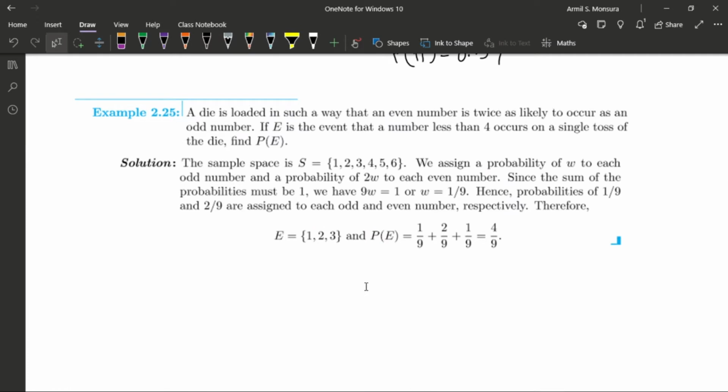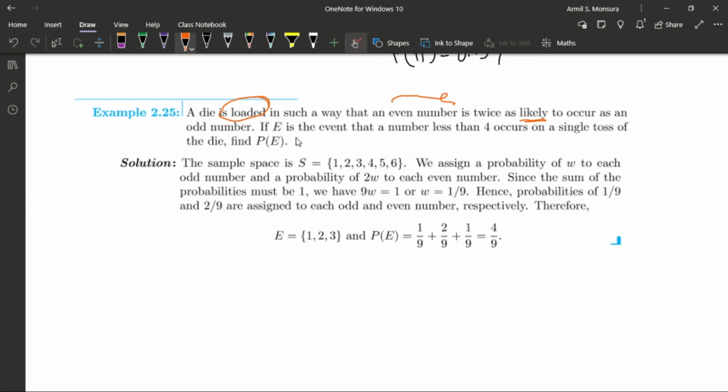Okay, next example tayo. So a die is loaded in such a way that an even number is twice as likely to occur as an odd number. So ito, we now have a case of a die that is not balanced or that is biased. Okay? So loaded daw yung die natin, such that some of the outcomes is likely to occur more than the other outcomes. So yan yung case ng biased experiment natin.